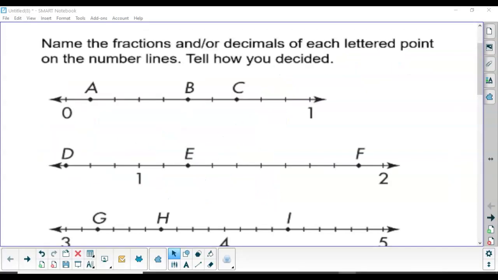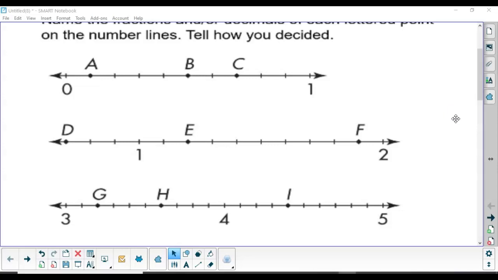Okay, let's take a look at the solve and share. Name the fractions and or decimals of each lettered point on the number lines. Tell how you decided. Okay, so let's take a close look at these number lines and see what we notice. Something I notice is that our first number line is between 0 and 1. Then when I look at the second one, I notice that D is actually between 0 and 1. And then E and F are actually between 1 and 2.